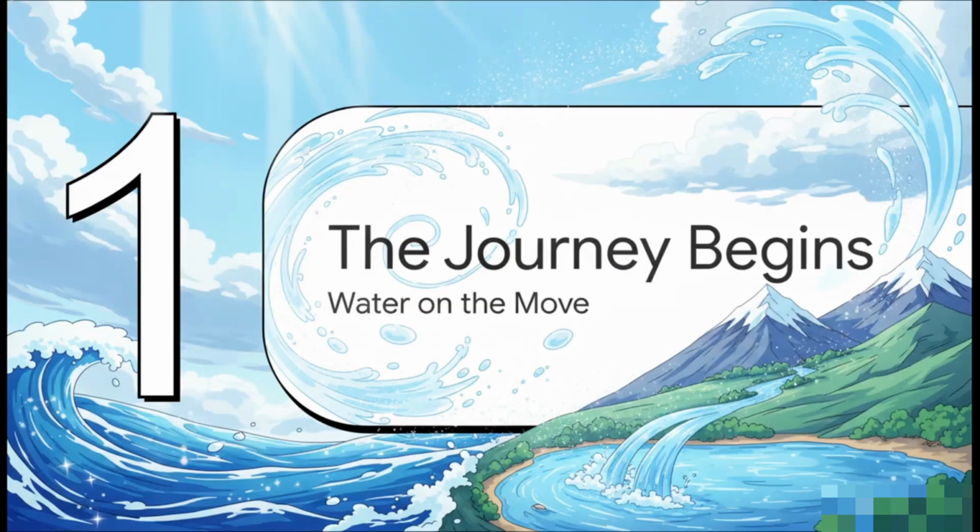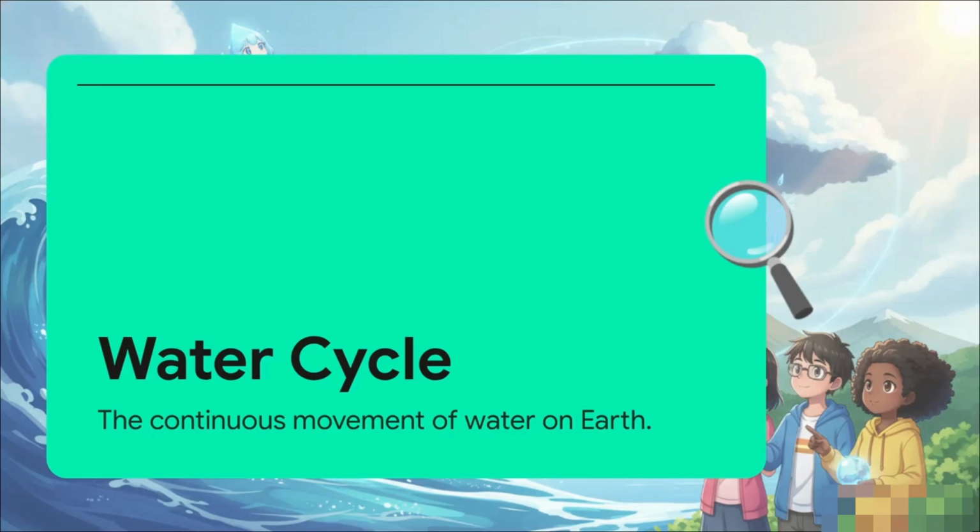All right, step 1. The amazing journey begins with water on the move. Our big hero today is water. And the absolutely incredible thing about water is that it never ever stays in one place. Pani kabhi ek jagah nahi rukta. This non-stop movement of water all over the earth is what we call the water cycle.